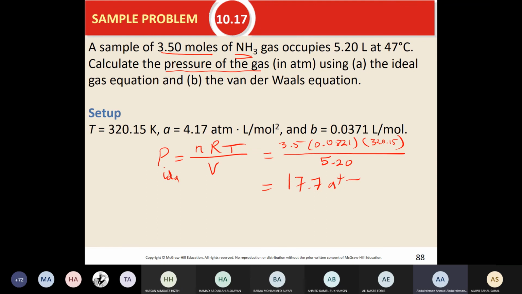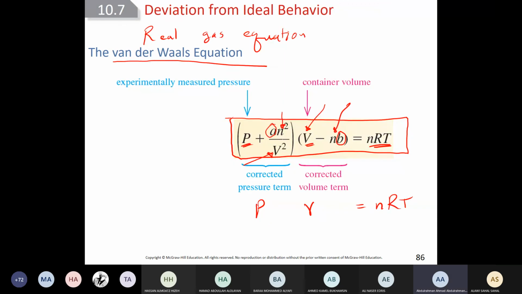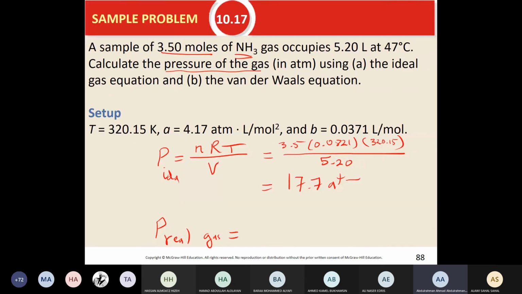I want you now to calculate P for real gas. I will give you this as homework. I mean, do it at home. Go to this equation and apply it in your calculation. You have everything here. This is the pressure of the real gas, so you're going to calculate this pressure. You have a, you have n, you have V, and then nRT. So this is like homework. With this, we'll stop the lecture now.